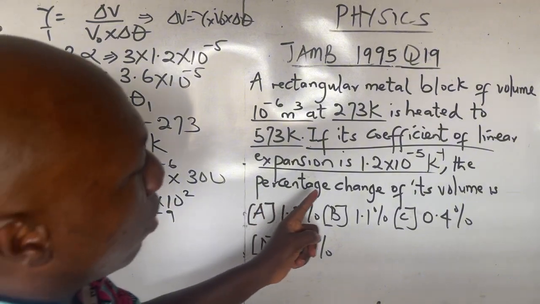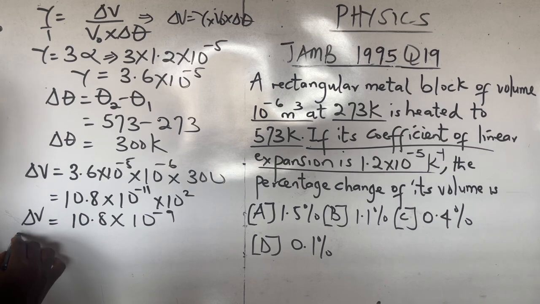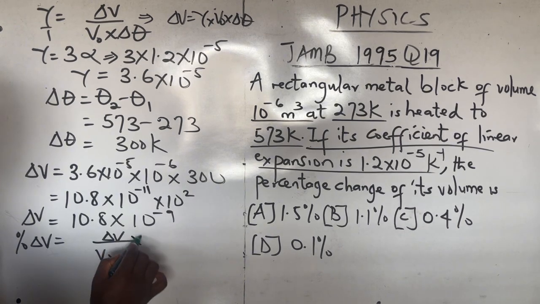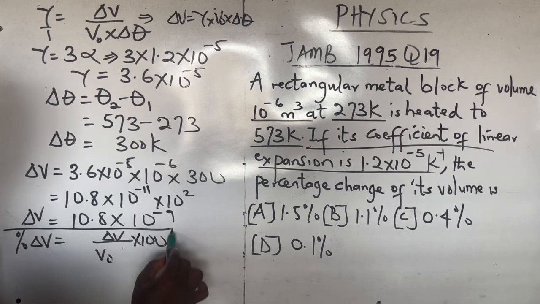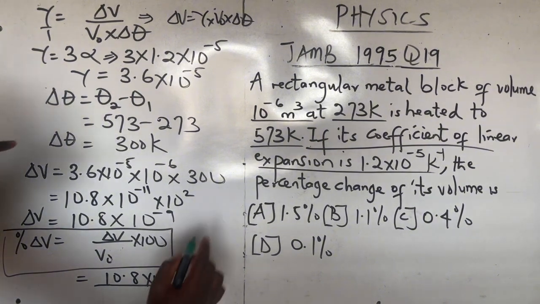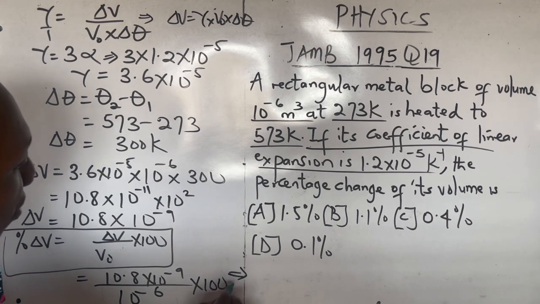Where we are going is, what is the percentage change in volume? The formula for percentage change in volume is change in volume over original volume times 100. So we have our change in volume, which we have calculated, 10.8 times 10 raised to power minus 9, over the original volume in the question, 10 raised to power minus 6, times 100. So let's see the result here.